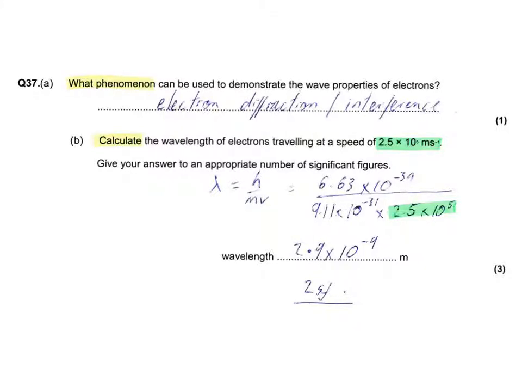This is the Particles Homework Booklet question 37, and we're asked initially what phenomenon can be used to demonstrate the wave properties of electrons. So that would be electron diffraction. They also accepted electron interference.